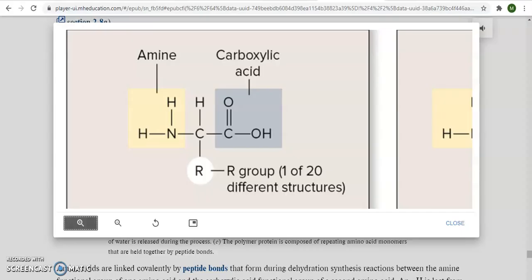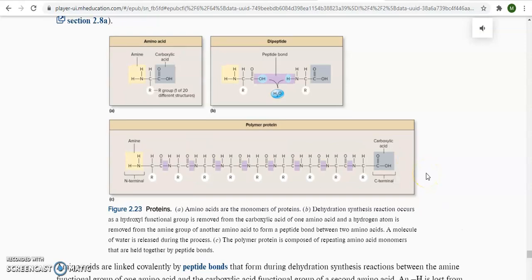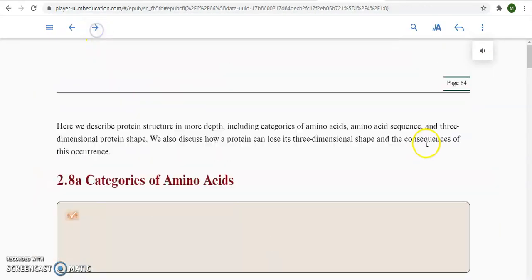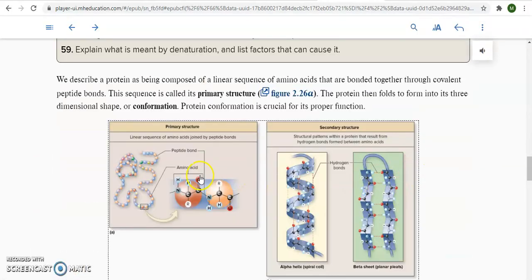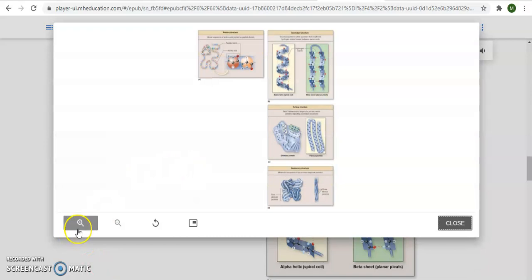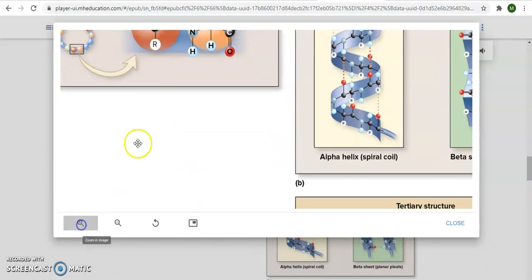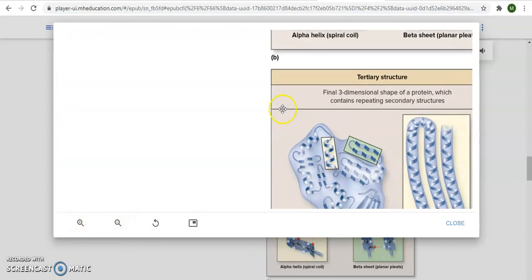But let me go to the textbook and we'll go to the protein. I think it's on the next page. Let me scroll. Yeah. We'll enlarge that. All right, so we'll talk about this too, but how proteins are made.